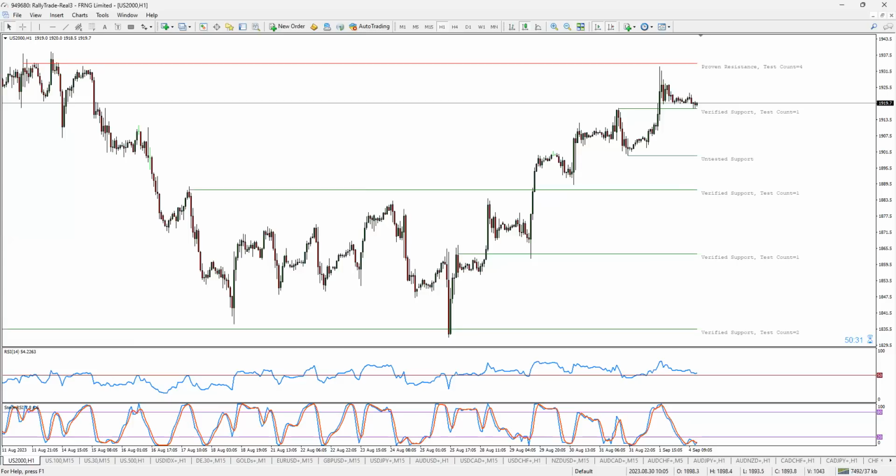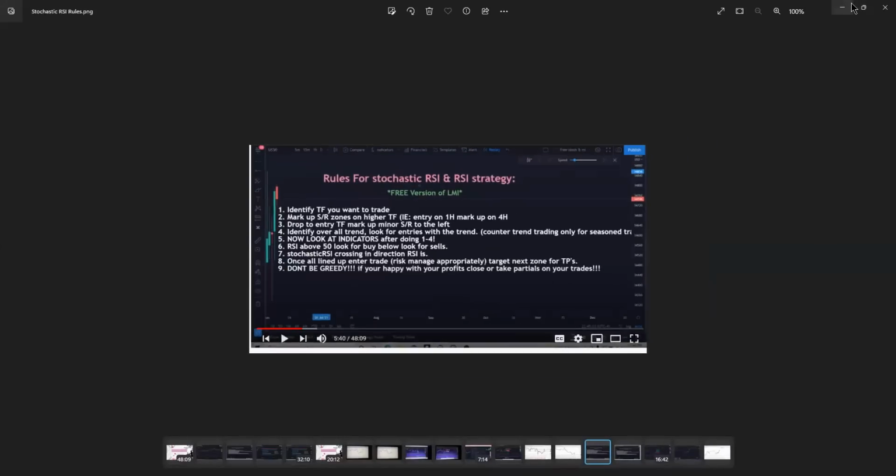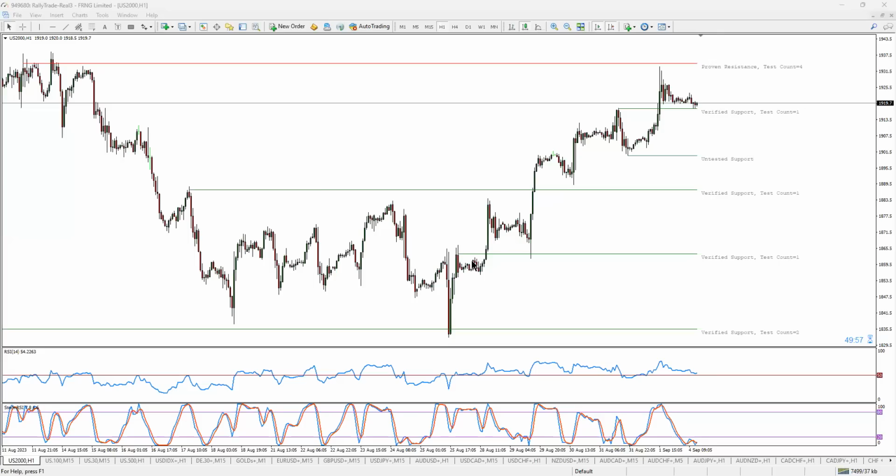Now there is the first thing I try to do. Let me share a picture with us. So according to this strategy, the first thing you want to do is to identify the time frame you want to trade in.